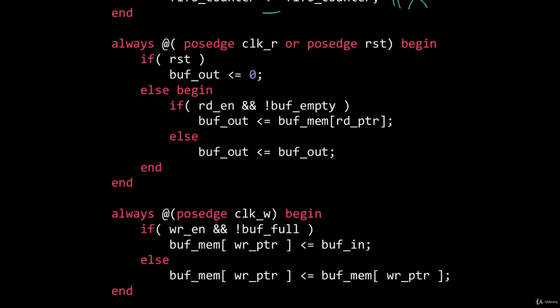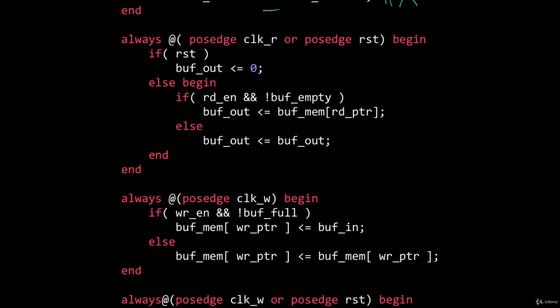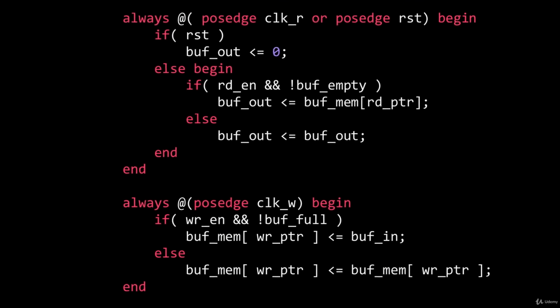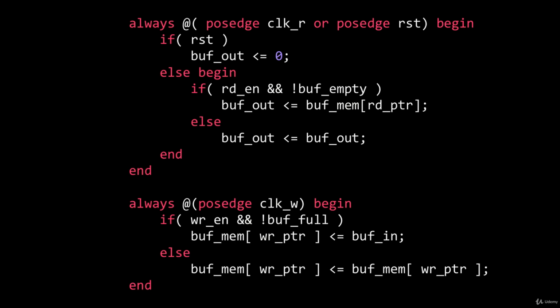Right, the next two always blocks will help reading and writing into the memory. Let's look at them. This is for reading and this is for writing. We come inside this always block because of your read clock or your reset. At the reset, we send 0 to buffer out. If it is not because of reset, we check for read enable. If you are able to read, that means buffer is not empty, then you use the read pointer, that is the tail pointer, and read from the buffer memory, and put it out at data out. If not, you keep data out as it is.